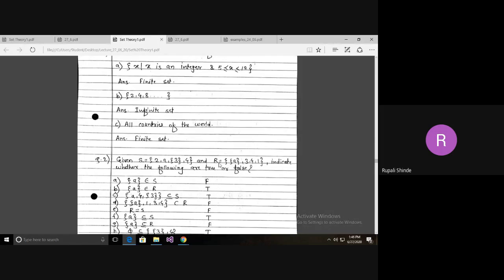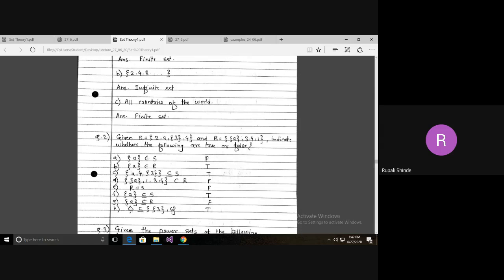Now check whether R and S are equal sets. No, these are not equal sets. So the answer is false. Next, set A is a subset of S. True or false? True. Correct. Because A is an element of S. That's why set A is a subset of S. Now, set A is a subset of R.